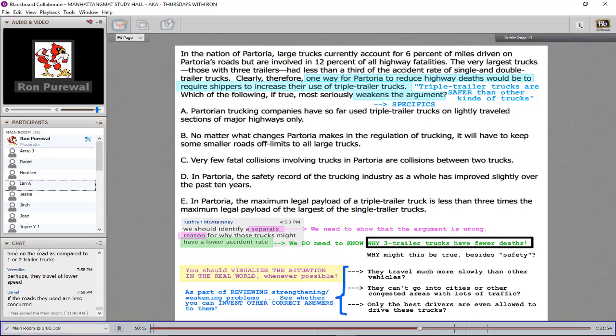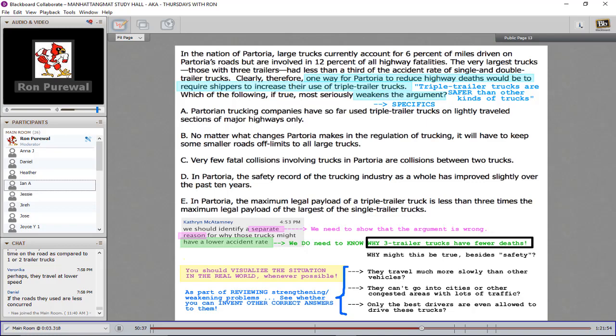If it's something as obscure as that one about leavened bread, then maybe not. But if it's something like this, where you can actually imagine trucks on a highway in the real world, then you should do this. You should think about the situation, and you should see if you can come up with other reasons why these things might be true.